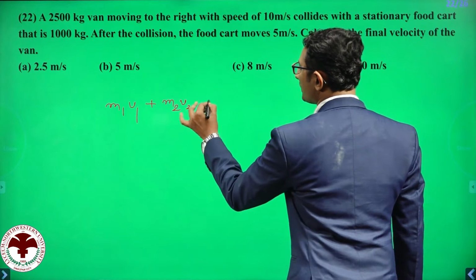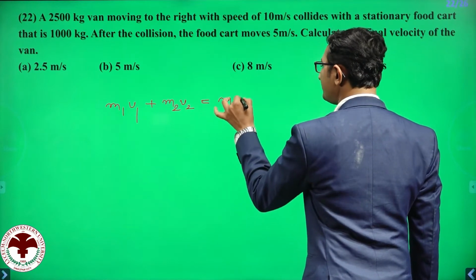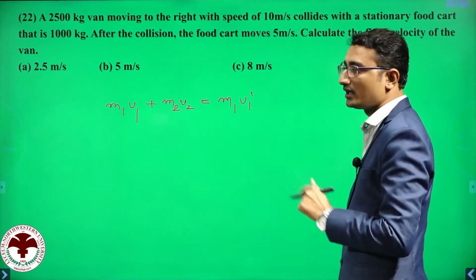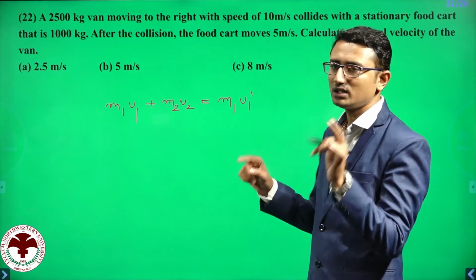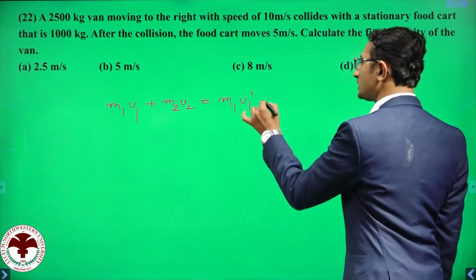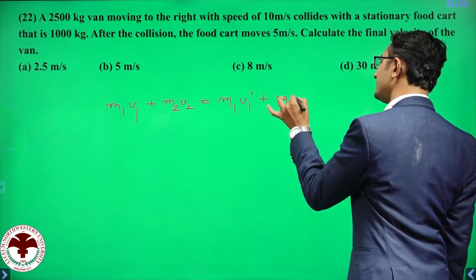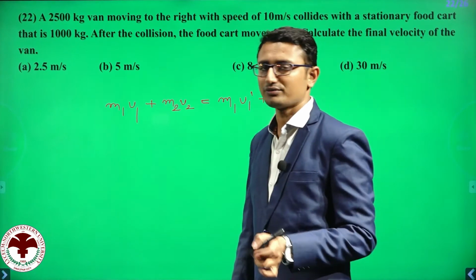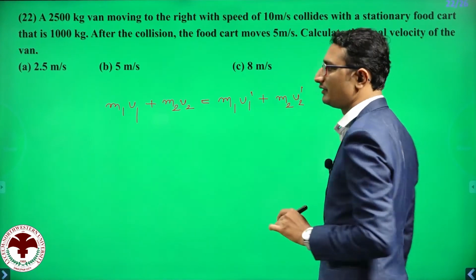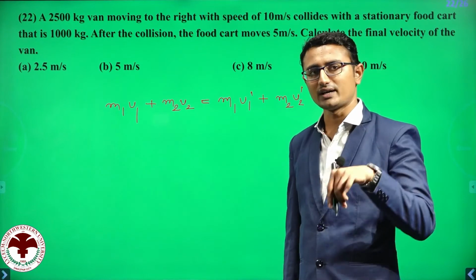equals m1 v1 dash. What is v1 dash? v1 dash is the velocity of the van after the collision. m1 is the mass of the van, plus m2 v2 dash. m2 is the mass of the food cart, and v2 dash is the velocity of the food cart after the collision.